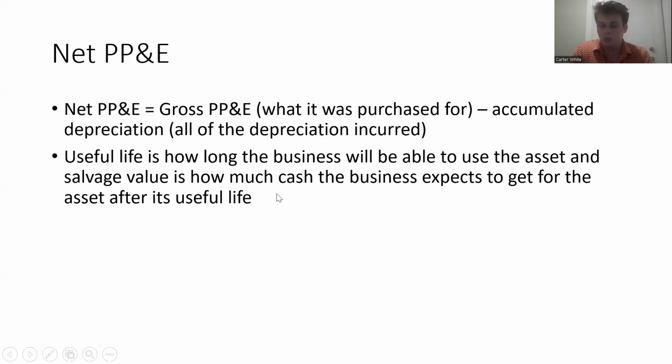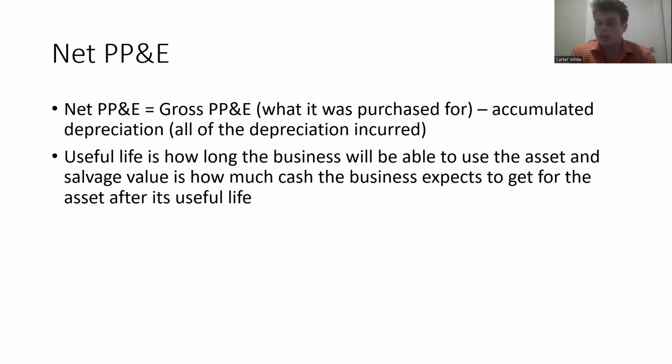So net PP&E is what you would say is the book value of an asset on your balance sheet at a certain point in time. So you have your gross PP&E, which is whatever you purchased an asset for, minus the accumulated depreciation. So this is just all of the depreciation that a business has incurred for a particular asset. And the way that you calculate depreciation expense is by looking at that piece of equipment's useful life and then salvage value. Useful life is just how long the business will be able to use the asset, and salvage value is how much cash the business expects to get for the asset after its useful life.